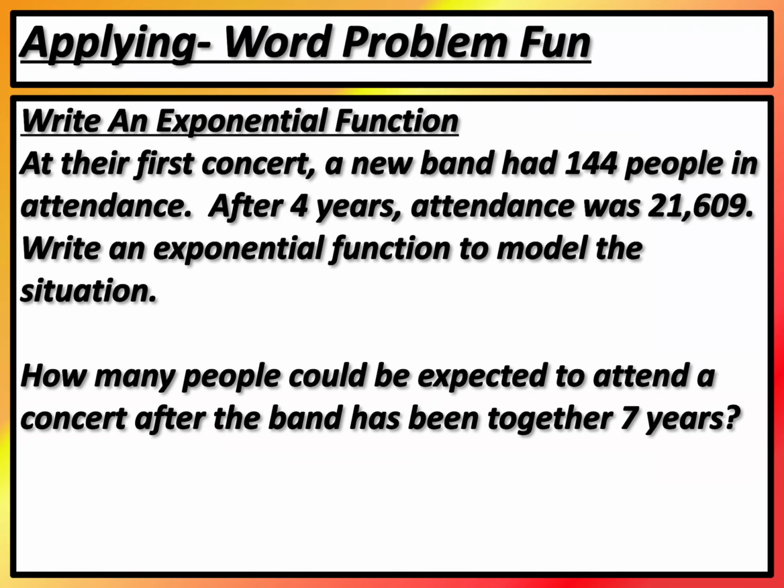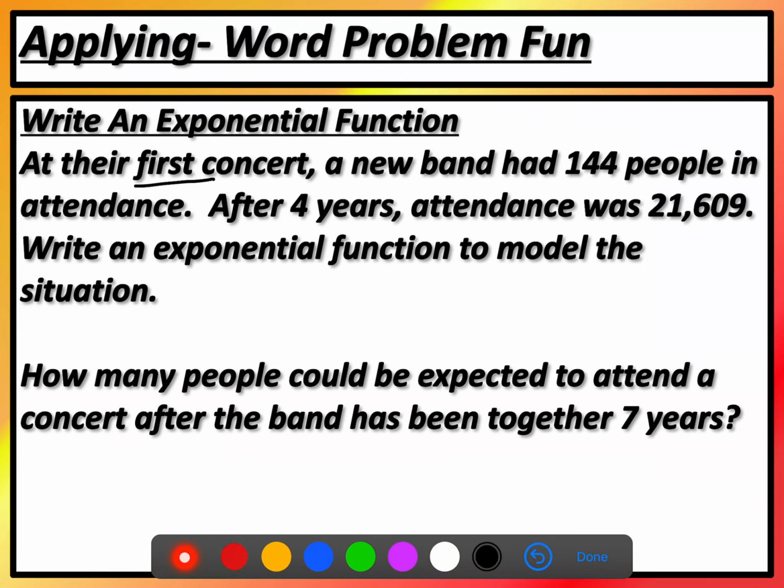So we're going to write an exponential function for this: at a first concert, a band had 144 people in attendance. After 4 years, the attendance was 21,609. We're going to write an exponential function to model this situation, and then determine how many people could be expected to attend after 7 years. So you're going to need two ordered pairs, one of which needs to contain the initial value. Well, at their first concert, that would indicate time 0, so (0, 144), which is your initial value.